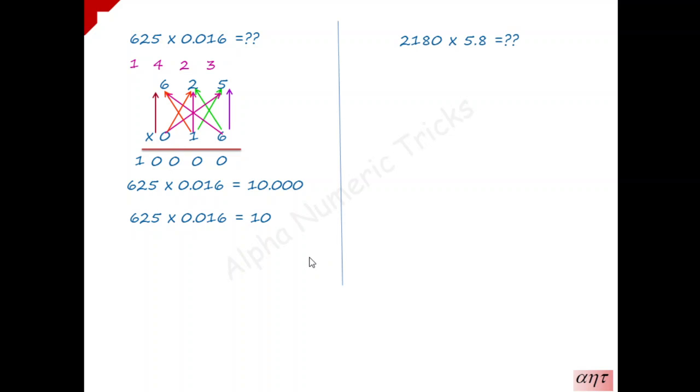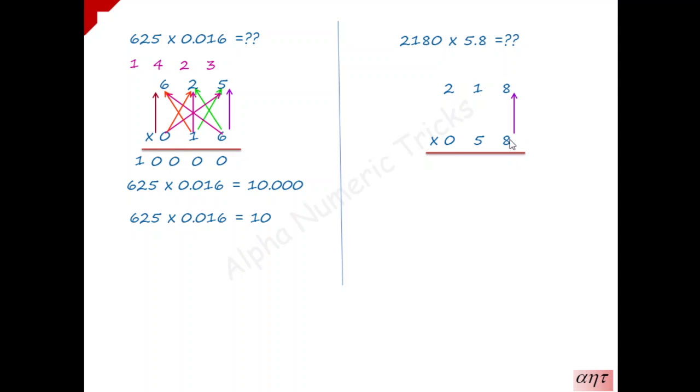Now we see another example. 2180 is multiplied by 5.8. 2180 is a 4-digit number, but it has a 0 there. So leave this 0 and make this a 3-digit number. In the final answer we will consider this 0. And 5.8 can be written as the whole number 58, but it is 2 digits. So insert 0 also before this number. So 058. Now we multiply as usual.